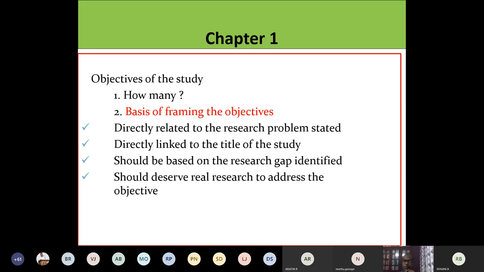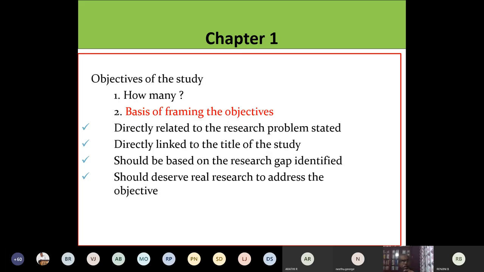Many of the articles published in these journals address only one objective. So if such a journal is publishing articles based on one objective, why can't we make a project with one or two objectives? But the objective you set should be crisp, clear, and researchable.